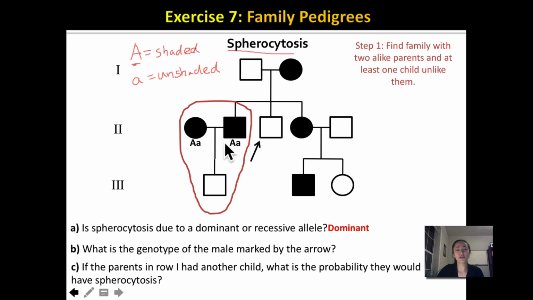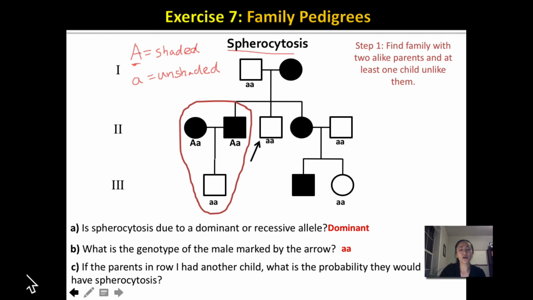Another way that we know this is, if 2 parents have the trait, but their child doesn't, then the trait's due to a dominant allele. What is the genotype of the male marked by the arrow? So this male we need to figure out. Well, we know he's unshaded, so unshaded individuals are expressing the recessive allele, so he must have two little a's. So he's homozygous recessive, little a little a.